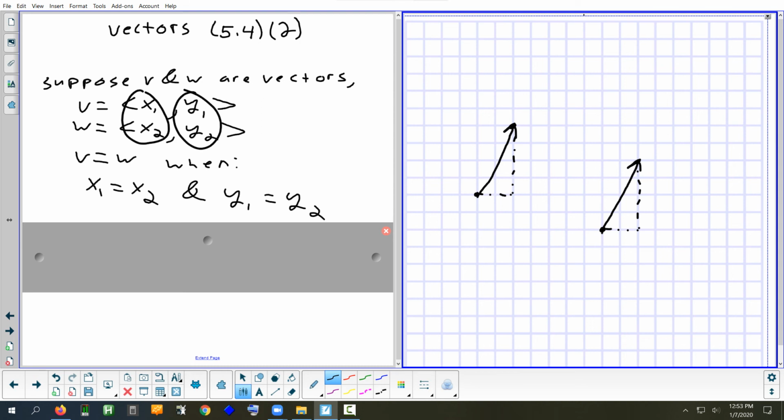Any question on that? Okay, some people think they mean it has to be drawn in the same spot. No, they don't have to be in the same spot.